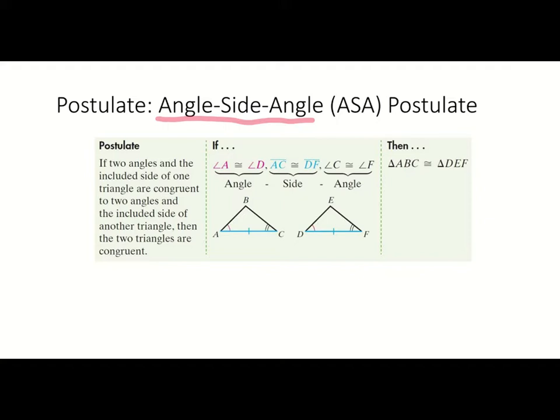So again, we have two angles that are congruent. So we have angle A and angle C on this triangle and angle D and F, and then the side included between them. And that is a way to prove triangles are congruent through angle-side-angle.